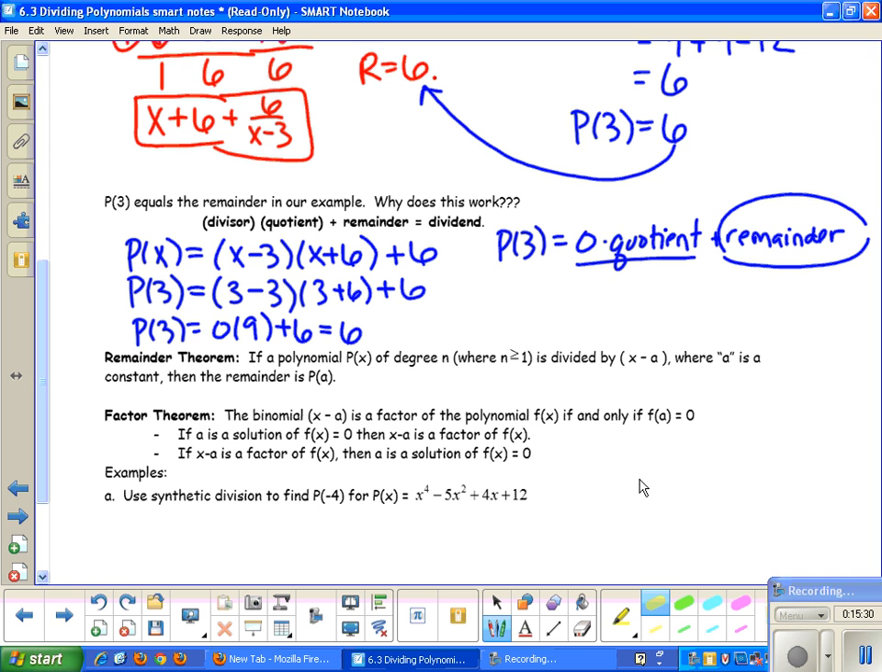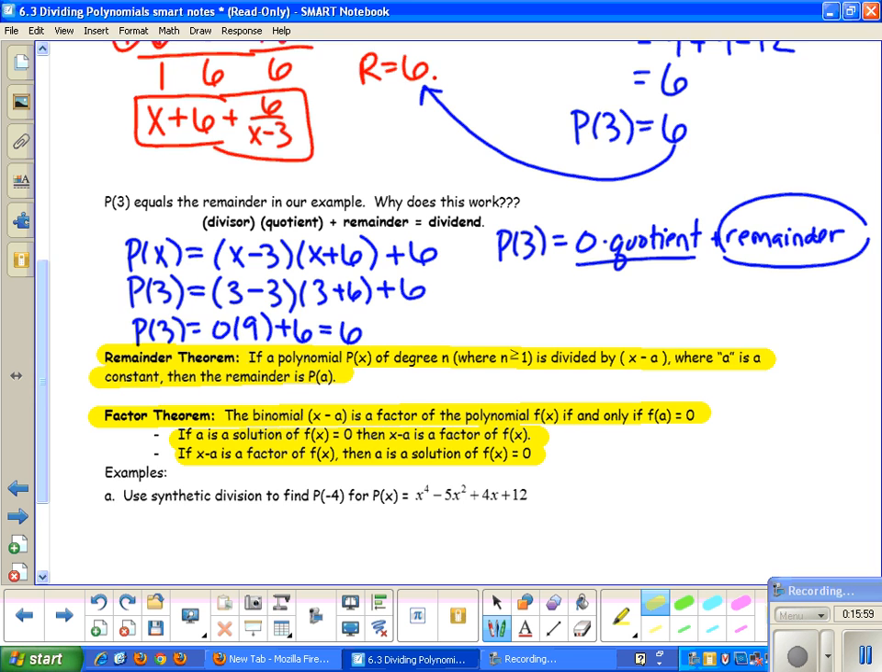So the remainder theorem says, if a polynomial p of x of degree n, where n is greater than or equal to 1, is divided by x minus a, where a is a constant, then the remainder is going to be p of a, whatever that a is. And the factor theorem states that a binomial x minus a is a factor of the polynomial f of x if f of a is equal to 0. So that means that we have a remainder of 0, and that's basically what all of this right here says as well.